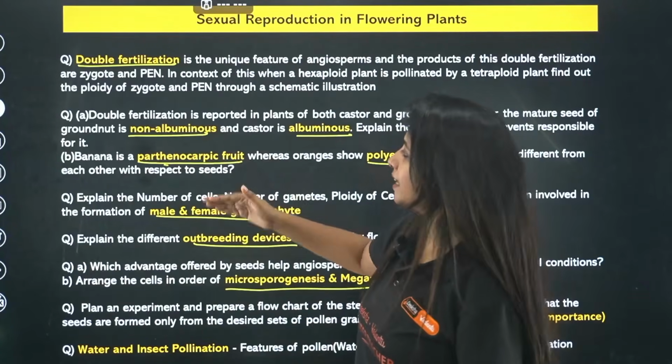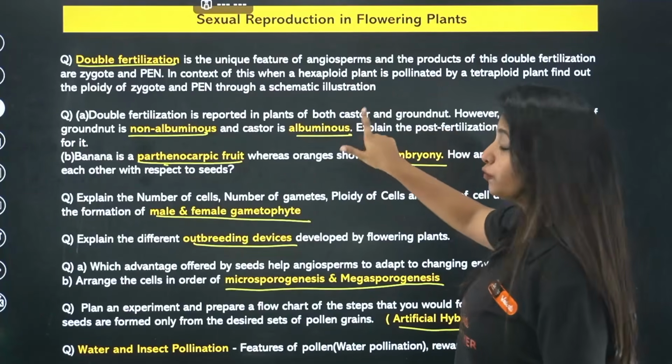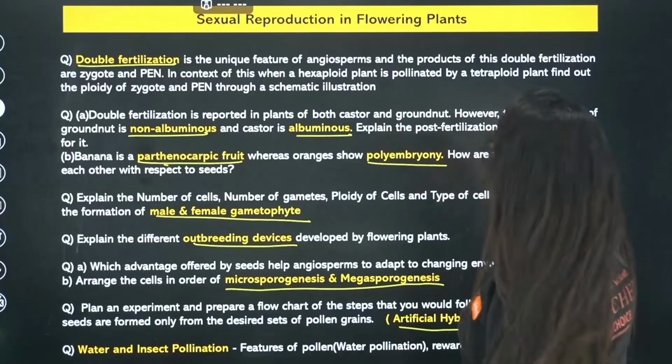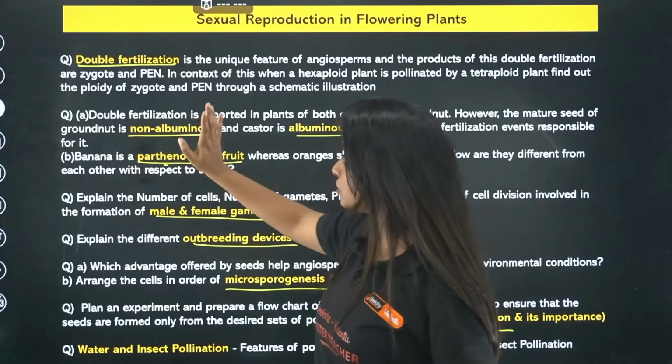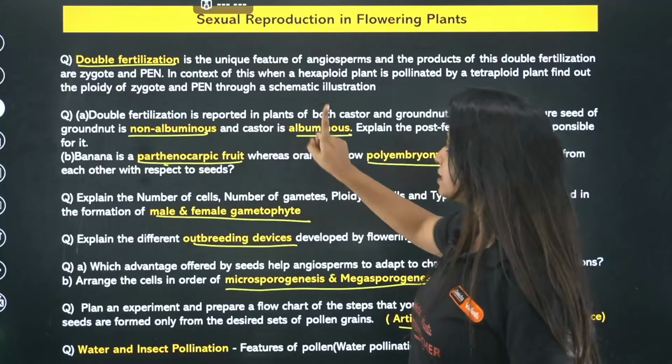The next thing, double fertilization is reported in plants of both castor and the groundnut. So if you know, castor is a dicot and groundnut is also a dicot. However, the mature seed of groundnut is non-albuminous and the castor is albuminous. Non-albuminous and albuminous.